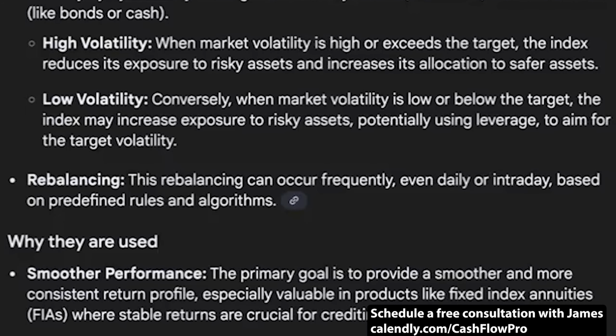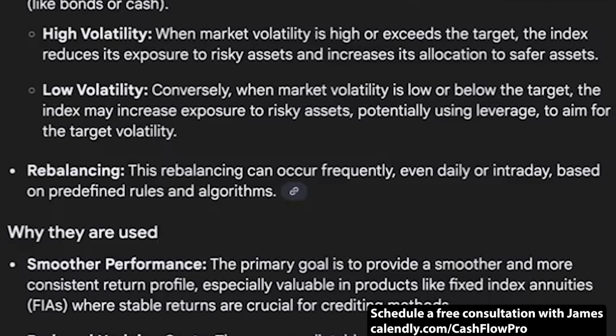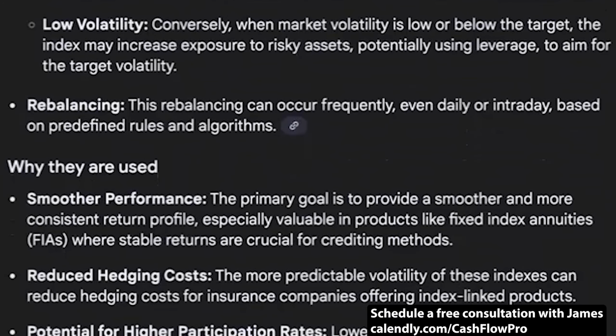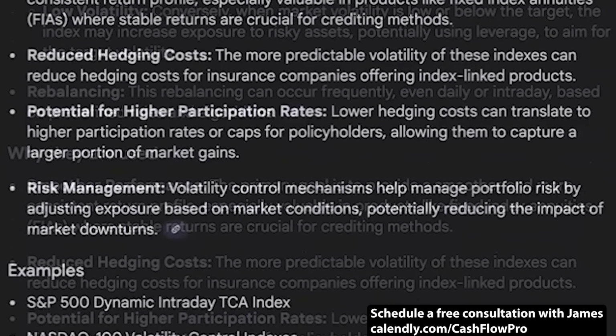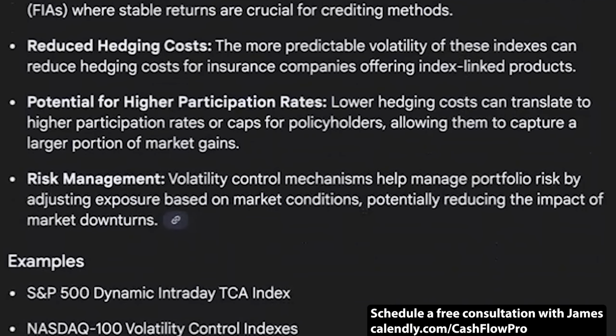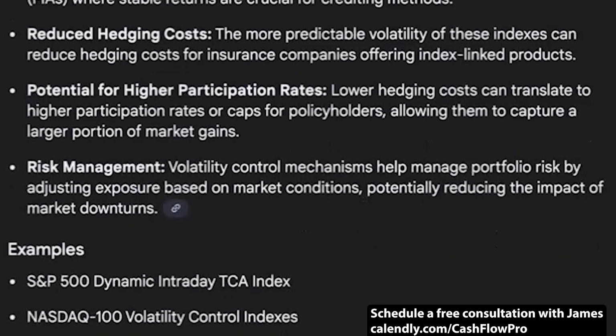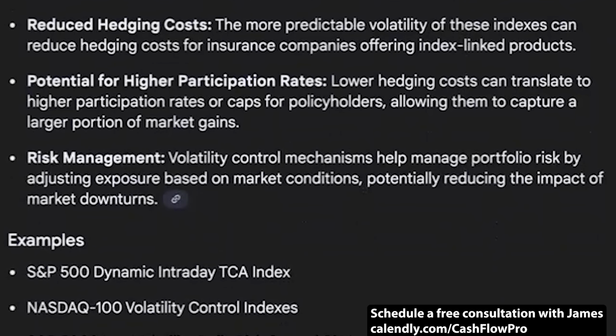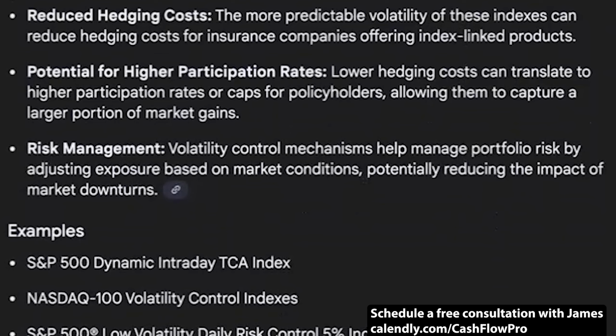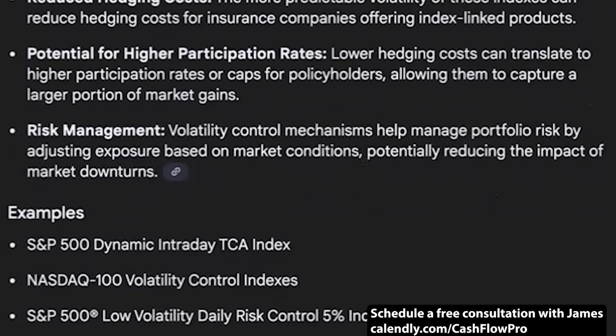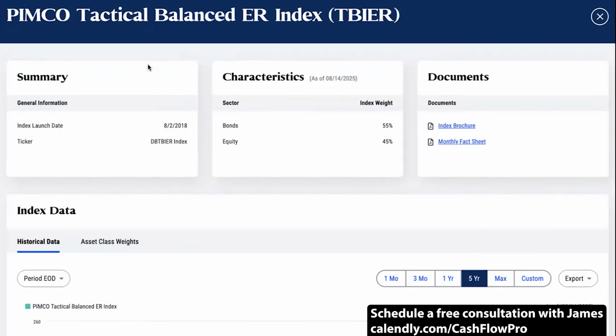And there's a number of volatility indexes available in life insurance policies and annuities. So we're going to look at a few of them here and see how they've done in the recent past. What was the expectation, and why did they do what they did? Let's start with the PIMCO Tactical Balanced ER Index.